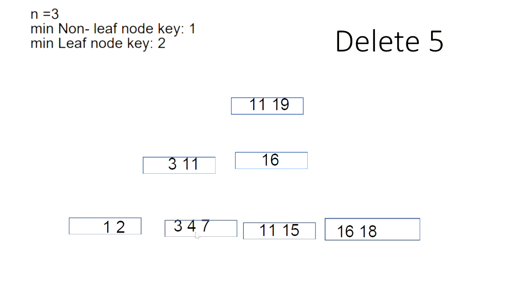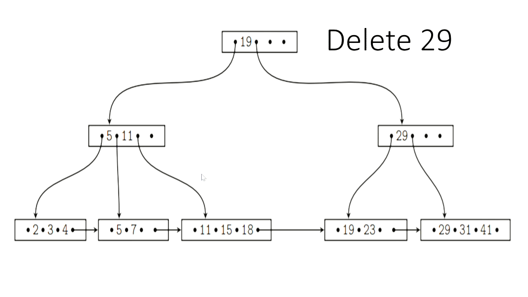which is once we have deleted 5, we also delete it from the non-leaf node. The reason we do that is if we keep 5 here, 5 is not pointing to anything. So 3 has two pointers. One is less than 3, the other one is greater than or equal to 3, but less than 11. Because 5 is no longer pointing to anything, we delete the node.